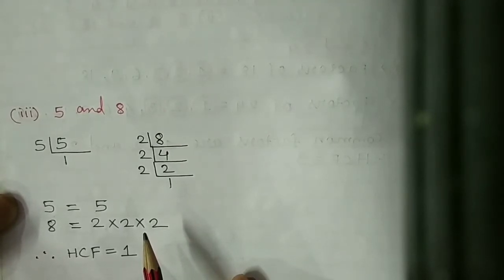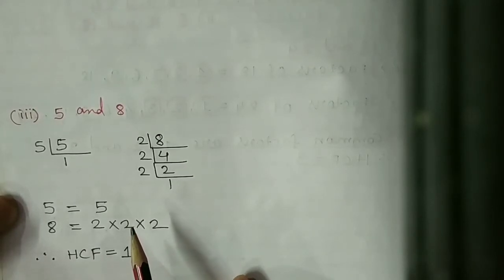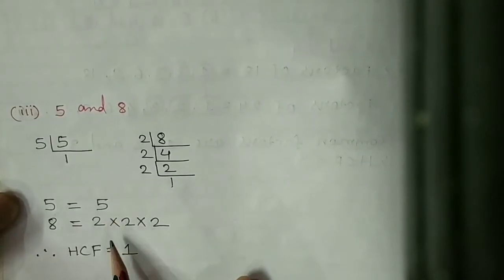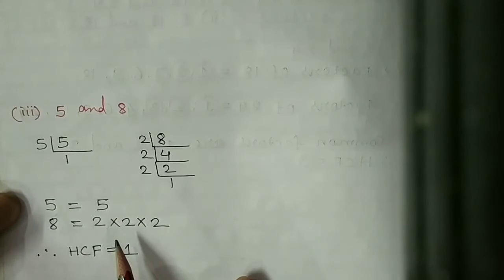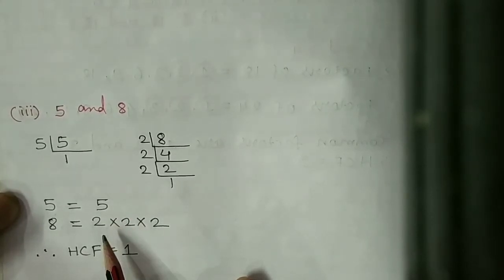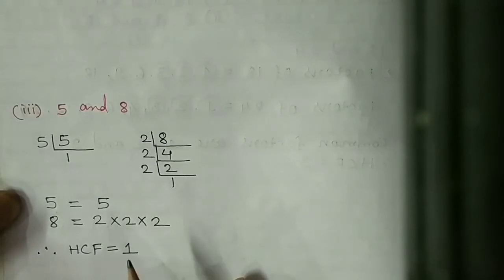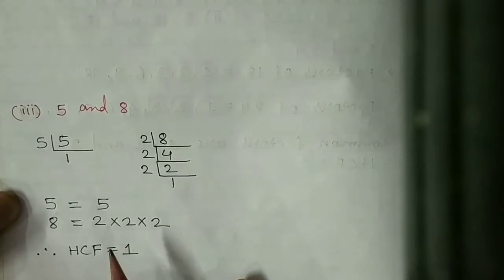Now what will be our next step? Our next step is to find the common prime factors among these two prime factorizations. Here we can see there is no common prime factor in both. So when there is no common prime factor, the HCF will be 1. I have written HCF equal to 1. Clear? Again I am saying, if there is no common prime factor, then the HCF will be 1.